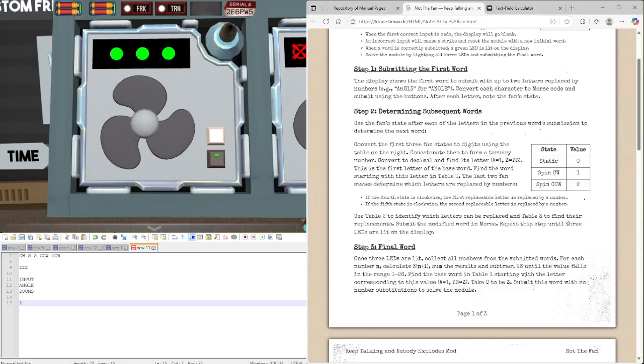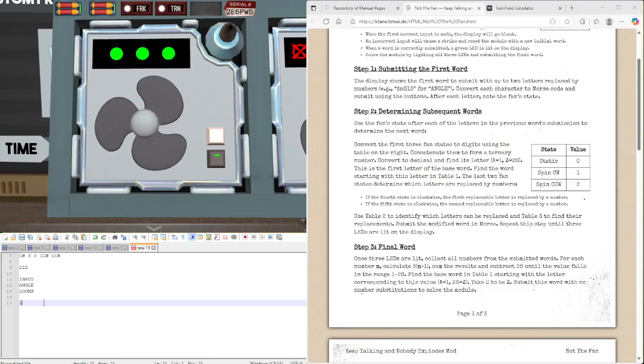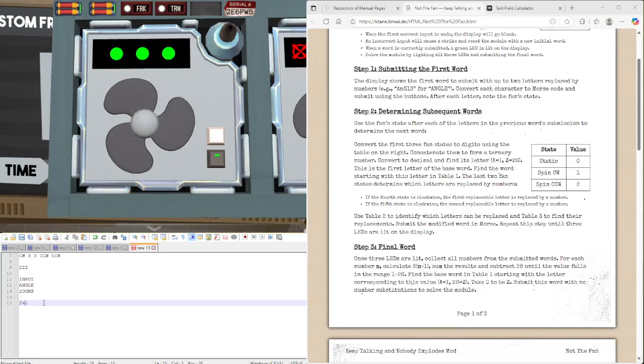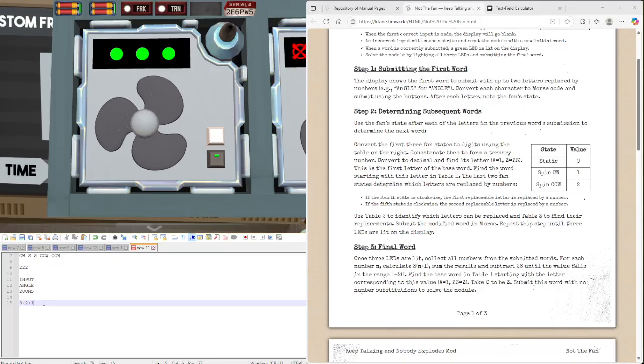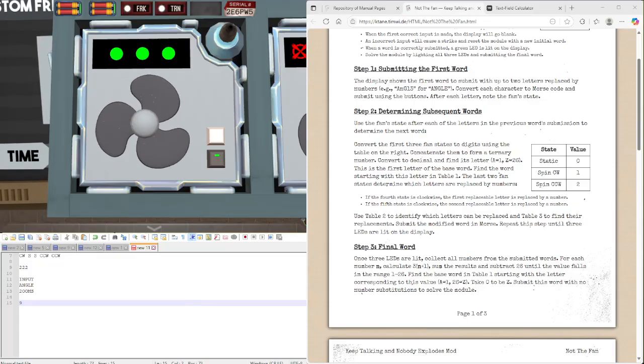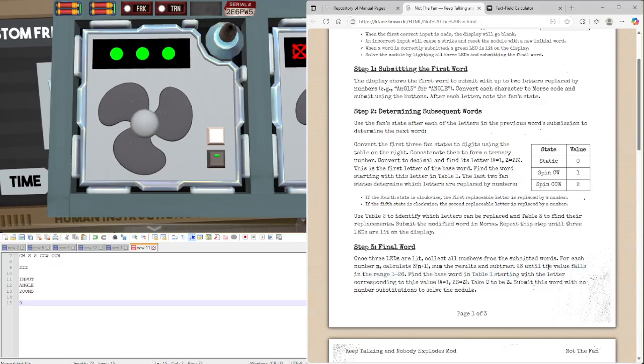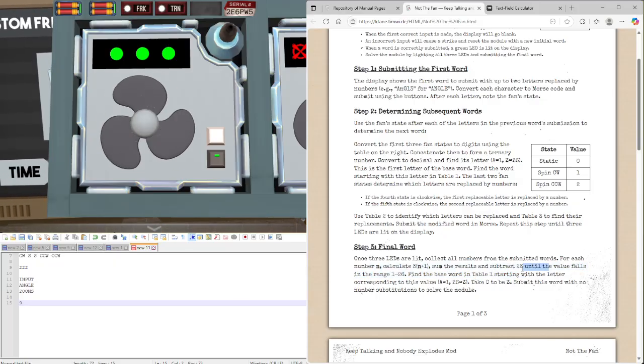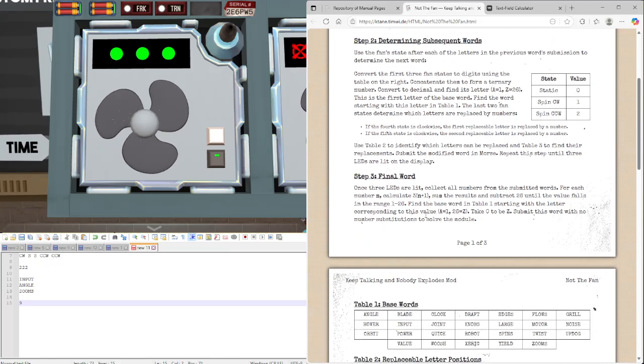For each number n, calculate 3n plus 1. So that's 9. Sum the results and subtract 26 until it falls in the range 1 to 26. So we have 9, so that's fine.